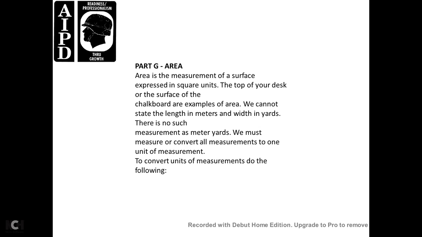2.6 is 3.38. Part G, area. Area is the measurement of the surface of a square, such as the top of your desk or the surface of the chalkboard. For example, to find the area, multiply the length by the width. The units of measure are square units, and the measurement is given in the following.